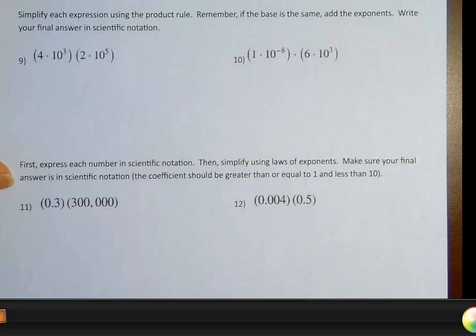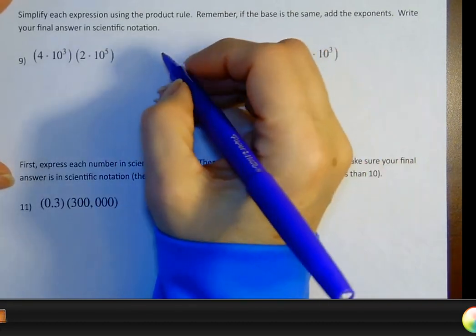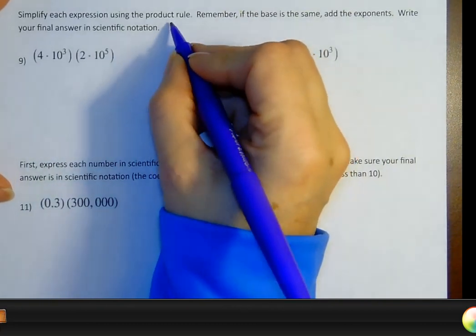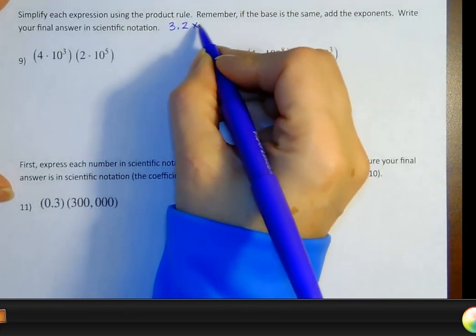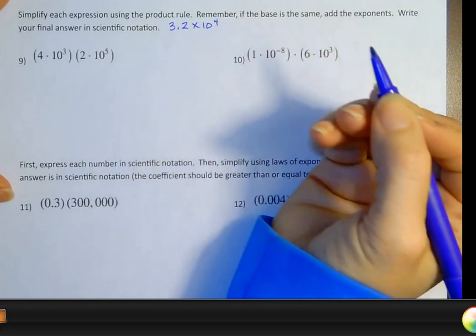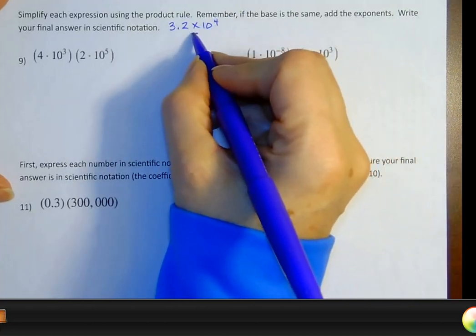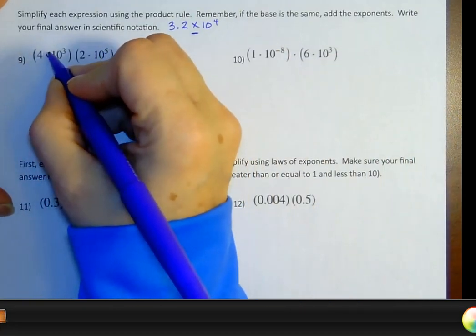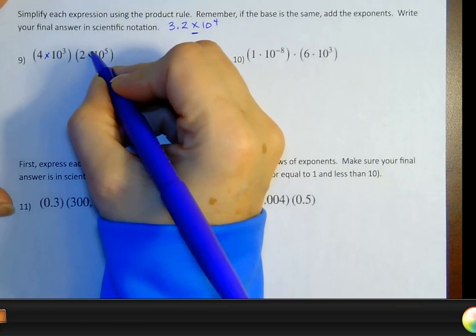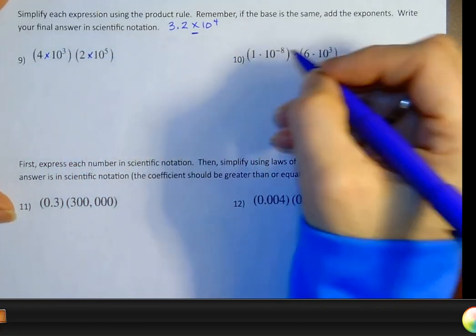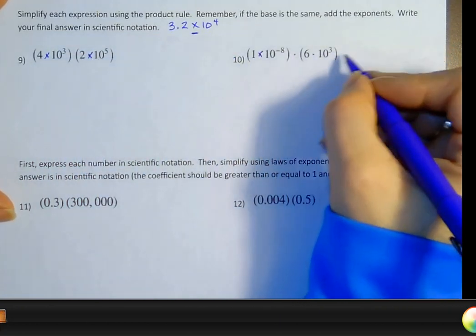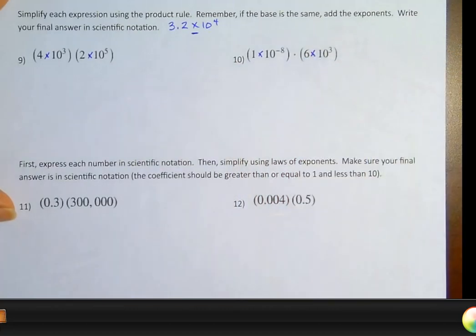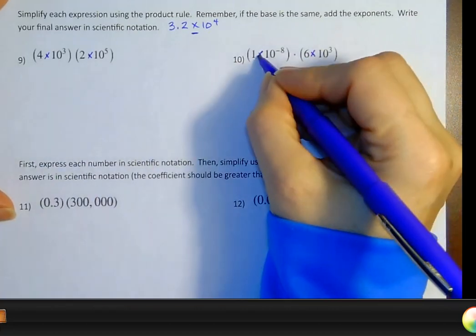Okay? We want to write final answers in scientific notation, and I will tell you, having worked in the science field, we really do like to have an answer like 3.2 times 10 to the 4th, something like that. We like to use the x when we're talking about scientific notation, so I personally want that to be an x instead of a dot. It's just scientific notation. We prefer that x. And I forgot to change that from last year on this worksheet.